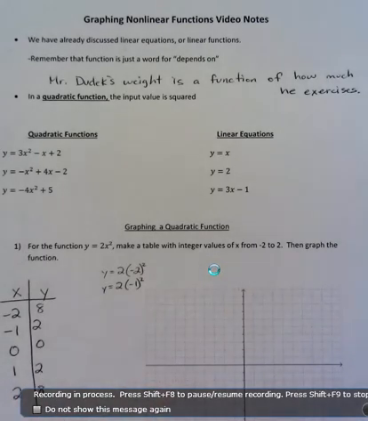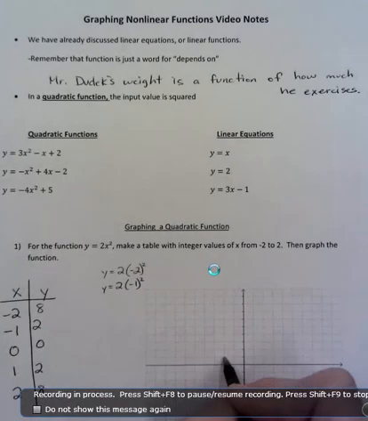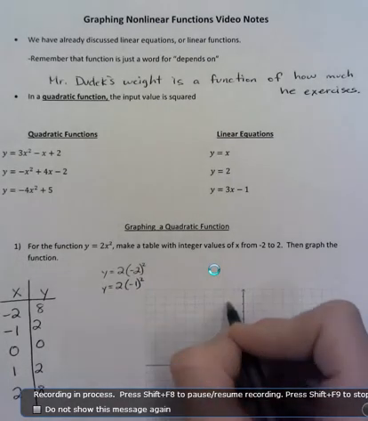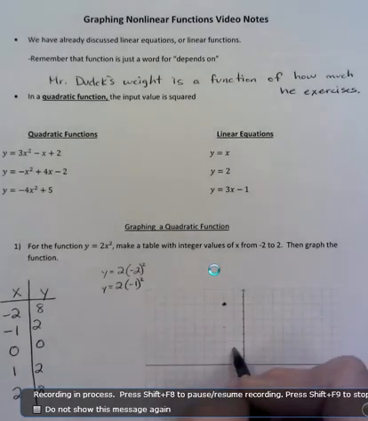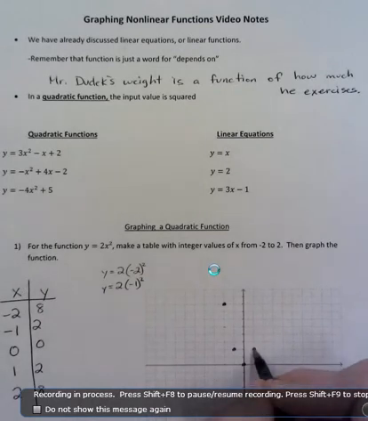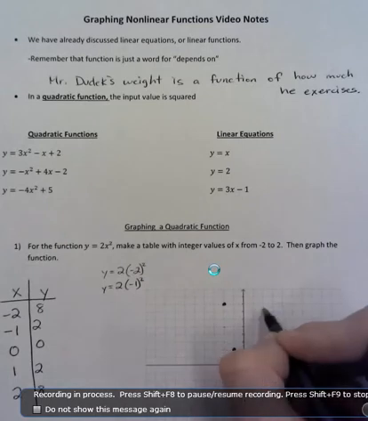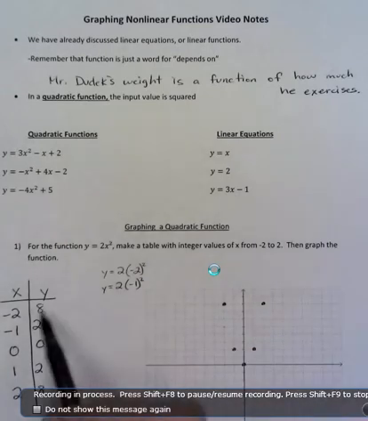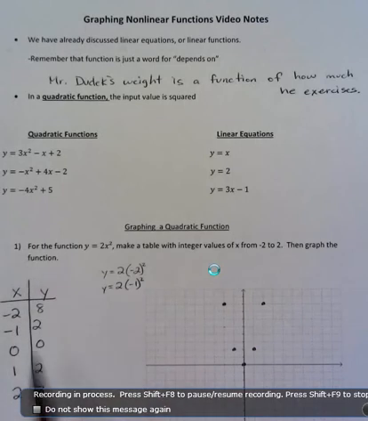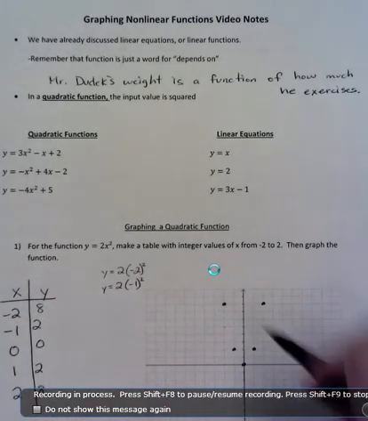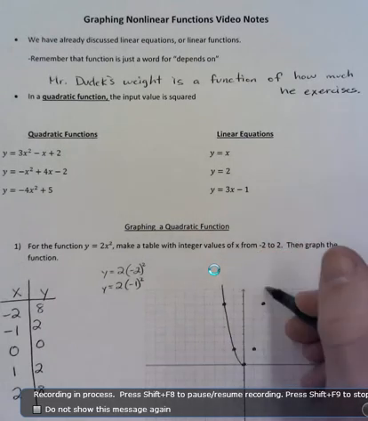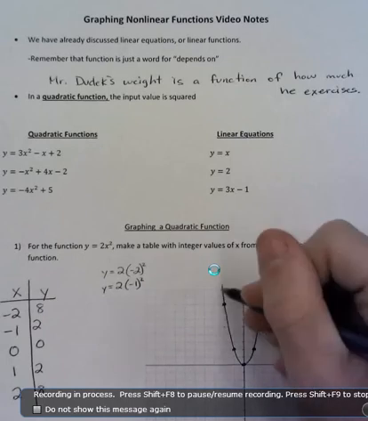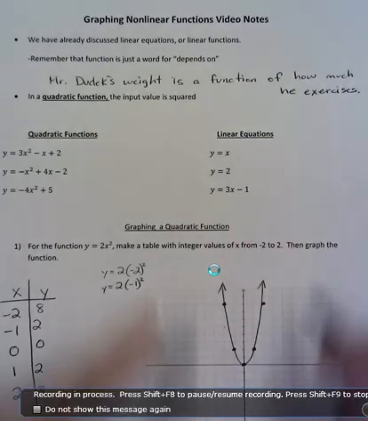Now I've got my ordered pairs, and let's graph them. -2, 8. -1, 2. 0, 0. 1, 2. and 2, 8. Now if you wanted to, you could find smaller values than -2 for x and larger values than 2. And our shape is going to look something like a U. Okay, make sure to put your arrows on the end here because this function continues on.